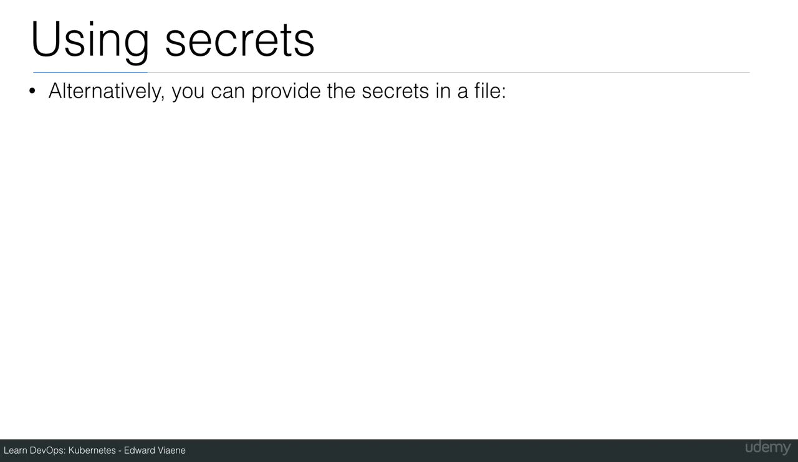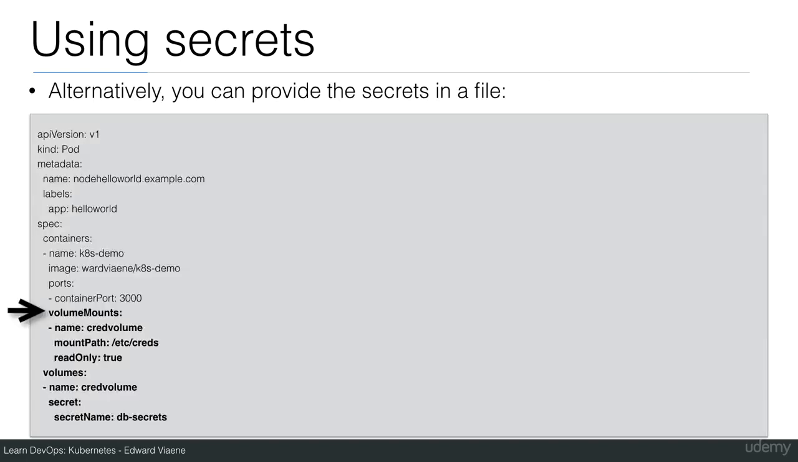Alternatively, you can provide the secrets in a file. Here we have a volume mount within our container that you want a volume. For the volume mount, we give the name, we give the path. This is the path that your app will have to use. It's /etc/creds. Read-only true, so your app that is running in this container cannot change this, it can only read this. And then we're going to have a volume definition. In this volume definition, you're also going to define a name, cred-volume. This name, cred-volume, must be equal to the volume mount, because in the volume mount, you're referring to a volume here that you're creating.